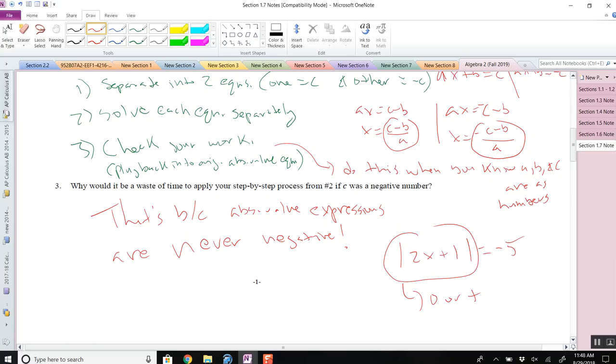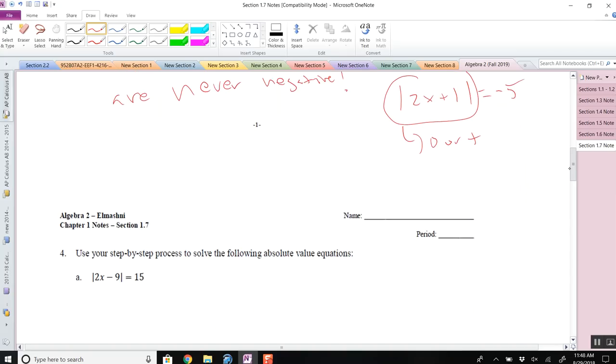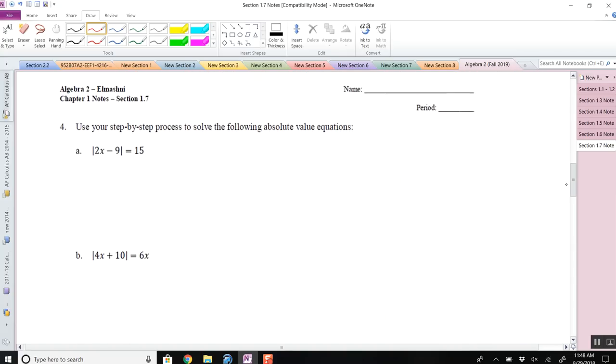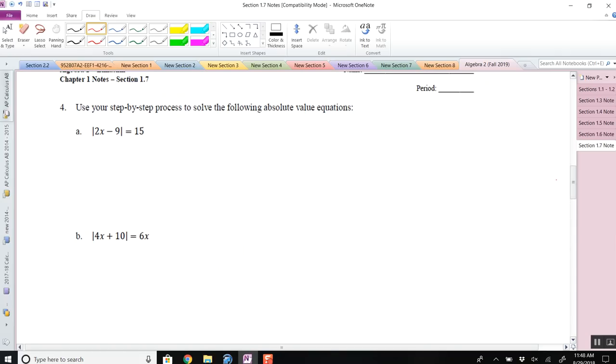It can't be negative. So don't waste your time trying to solve if the equation, or sorry, the absolute value expression equals a negative number. Yeah, you'll be able to get some answers, but it's not going to satisfy the equation when you check your work afterwards. So let's look at these two here.